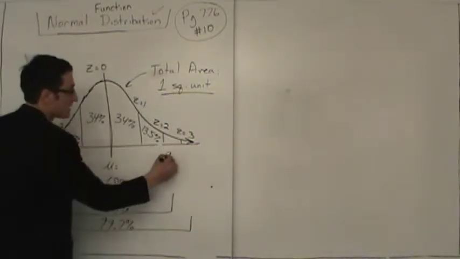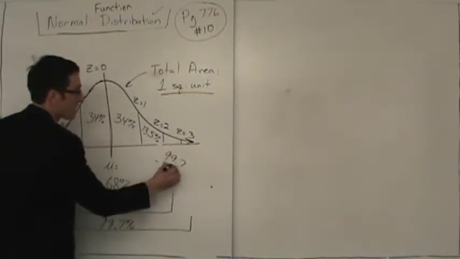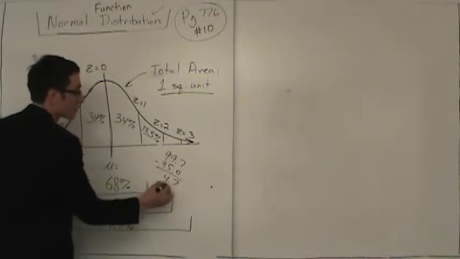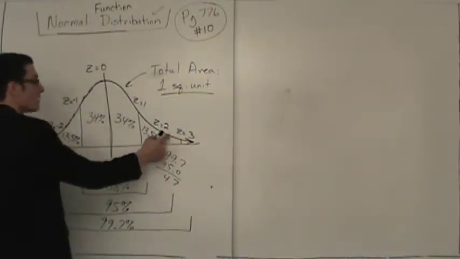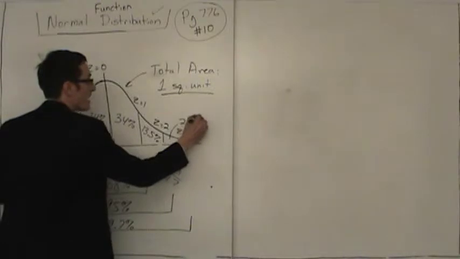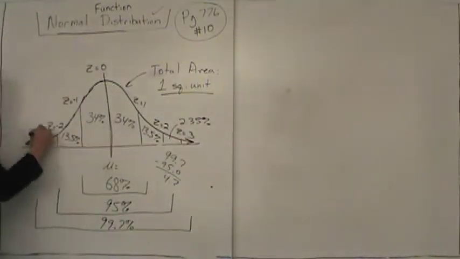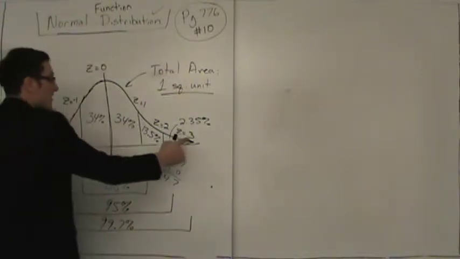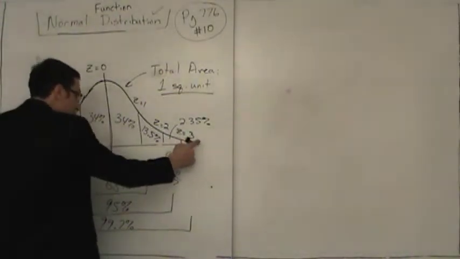Okay, so we're going to take 99.7, subtract 95, and we get 4.7% increase. Now divide that into 2 equal parts is what? 2.35%. And what else? 2.35%. And lastly, we want to find these micro areas on the end.